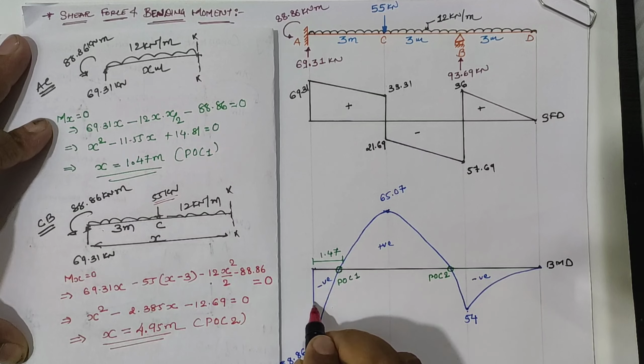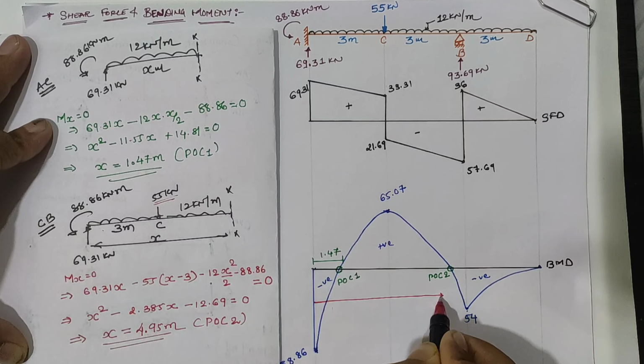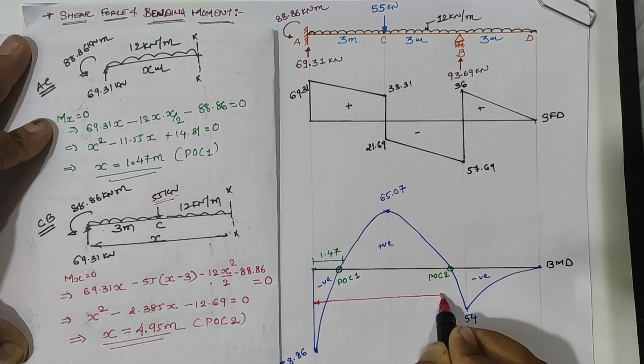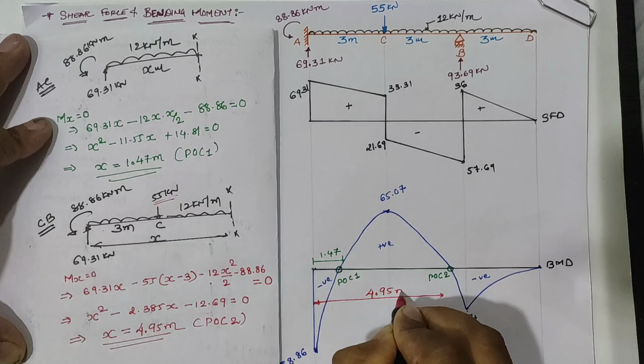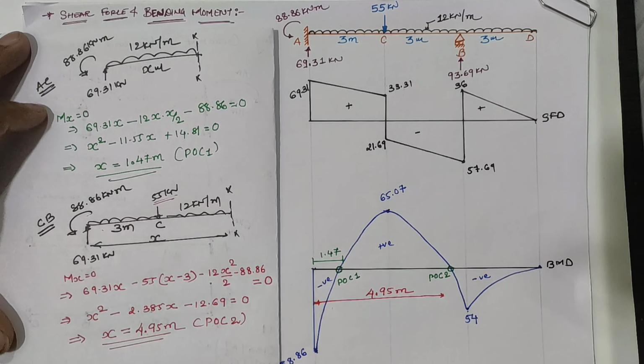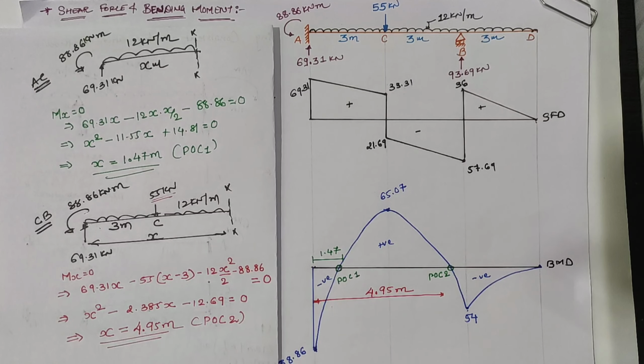It means that from location A, our POC 2, the second point of contraflexure, is at 4.95 meter. So using the consistent deformation method, we can analyze the complex dropped cantilever beam loaded with UDL and point load as described in the example. Thank you.